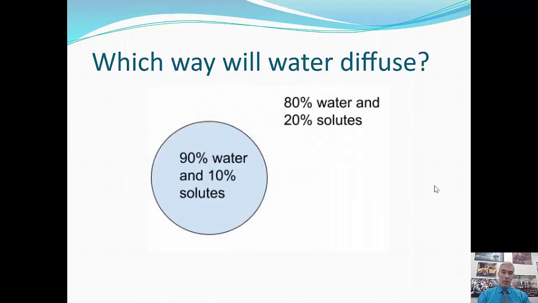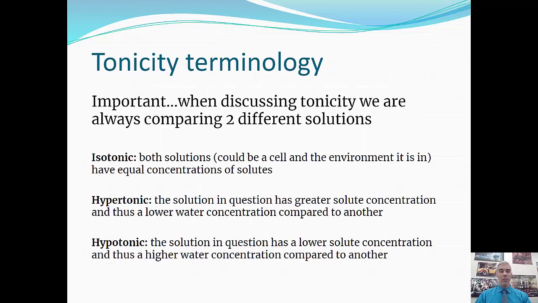All right, so before we get into water potential, which way will water diffuse? We've done problems like this already in class a little bit. Remember, water flows from a high water concentration to a low water concentration. So obviously what makes the most sense is water is going to diffuse out of the cell, from where there's more water inside the cell towards where there's less water outside the cell, or where there's more solutes. Now we're going to get back to that in a little bit, okay? So this exact same problem, we're going to apply it to water potential. So, tonicity terminology.